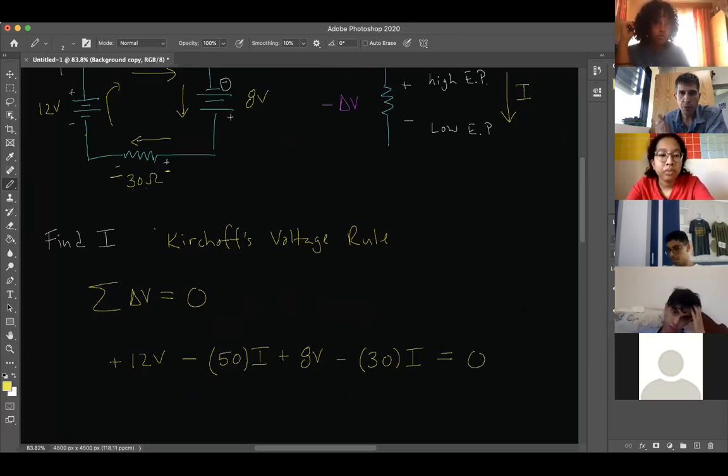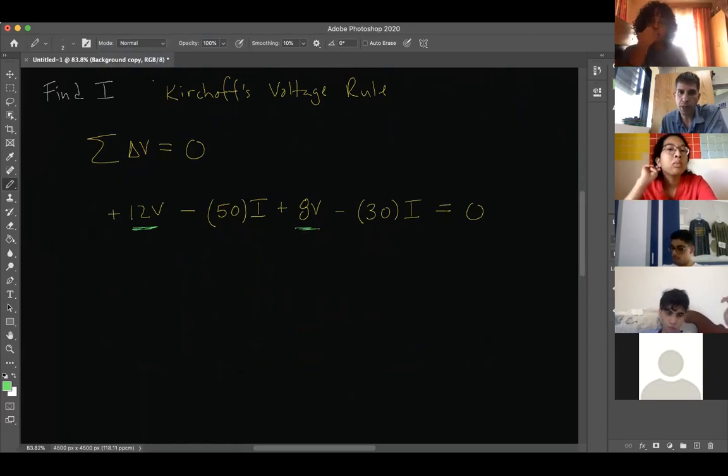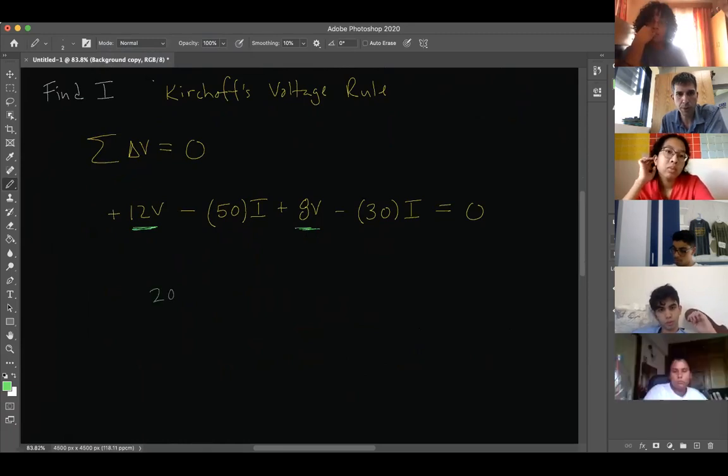And Kirchhoff's voltage rule or voltage law says that if you add up all of the voltage changes in a closed circuit, they all add up to be 0. Okay. So now what I'm going to do is I'm going to combine like terms. So if you notice here, I have 12 volts here and 8 volts here. So I'm going to add those two voltages together. So 12 volts plus 8 volts should be 20 volts.